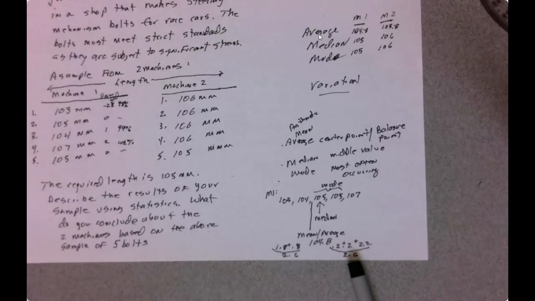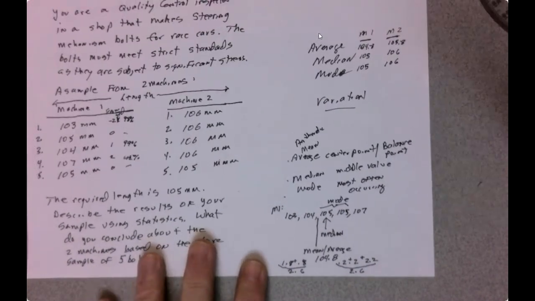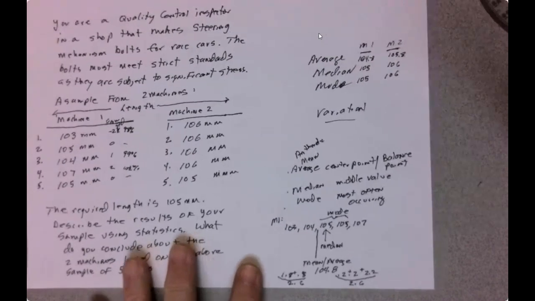Add those together, you get 2.6. These are millimeters, but notice the sum of the distance of the values that are below the mean equals the sum of the distance of the values that are above the mean. And so if you think of this as a center point, I like center point. It's going to be a calculated center point for the numbers.